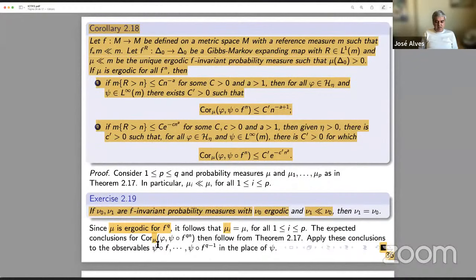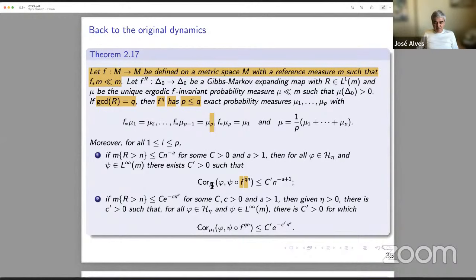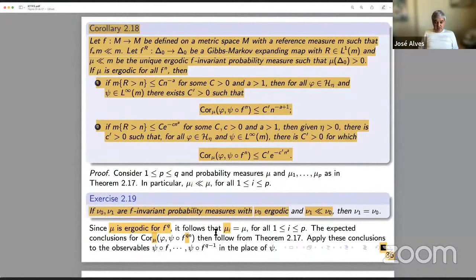Well, you may say, but you still have q. But the problem here is not the q. The problem here is the mu_i's, not mu. Because for the q, we can solve the problem very easily. So assume now we have the decay of correlation for mu, because we conclude that the measures are equal. This is because we are assuming that mu is ergodic for all powers. This is the extra assumption, okay?